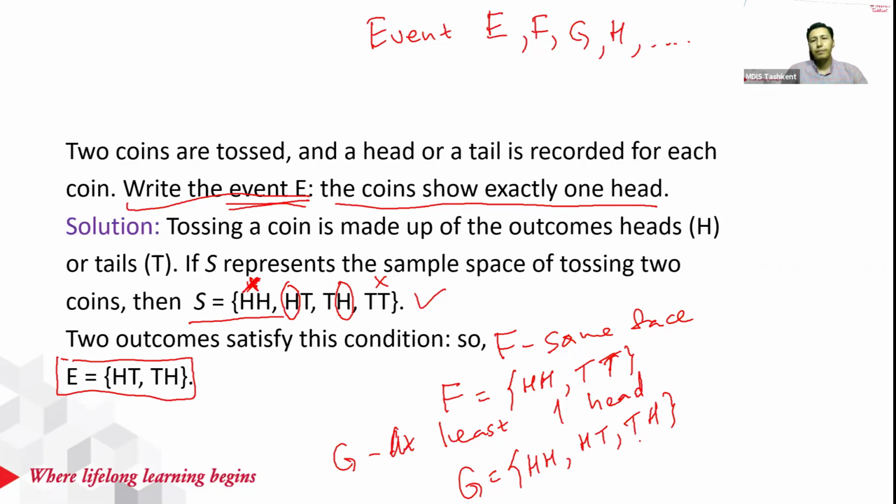Understand? If it's about one die, sample space is 1, 2, 3, 4, 5, 6. And let's say they ask find the probability of getting odd number.